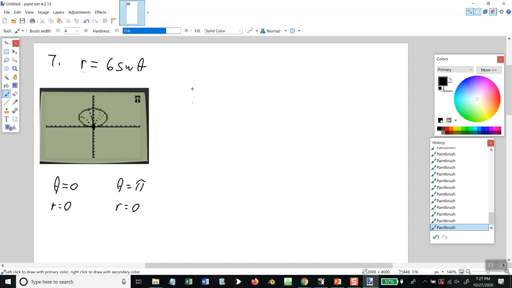And that works. If you did that, the area is equal to 1/2 integral from 0 to pi of your function squared, d theta. That'll give you the answer.